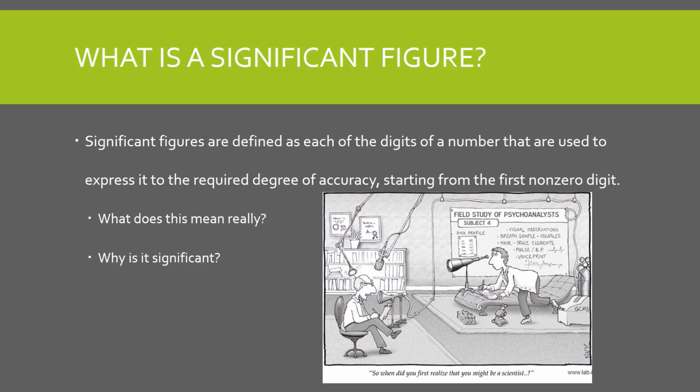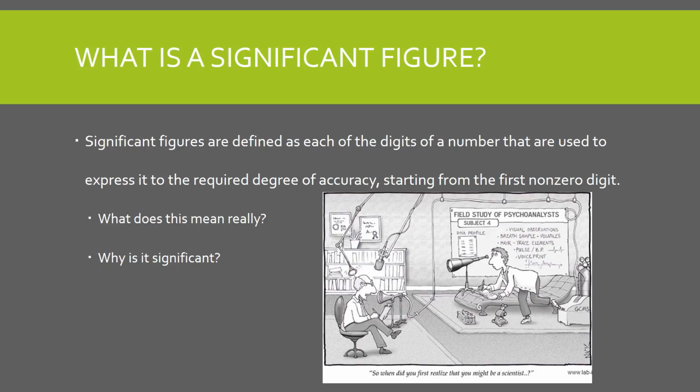So before we start, we've got to get into what a significant figure is. The dictionary defines significant figures as each of the digits in a number that are used to express it to the degree of accuracy, starting from the first non-zero digit. So that's a lot of words, but what does that really mean? It's basically just saying what numbers are important and what numbers aren't important.